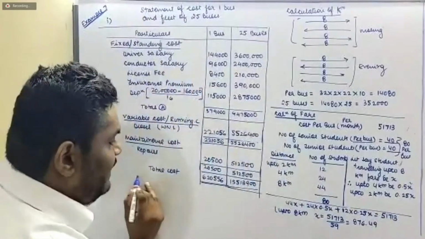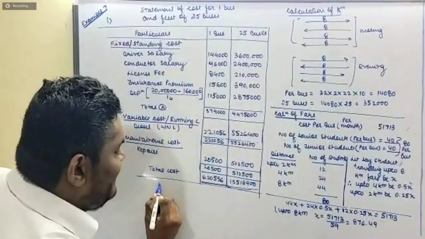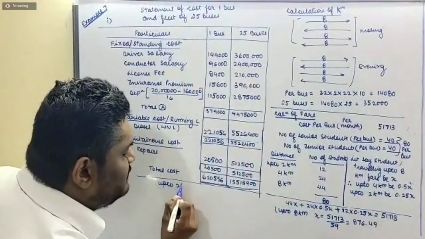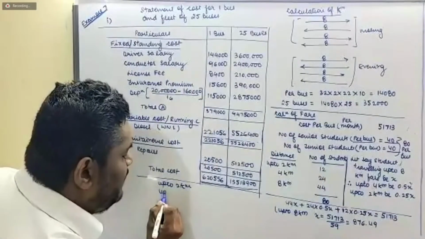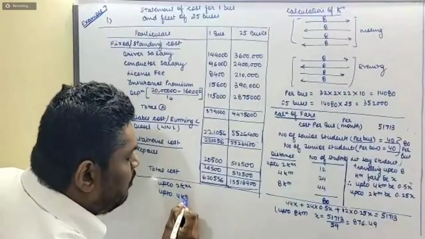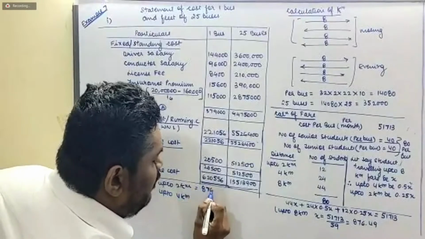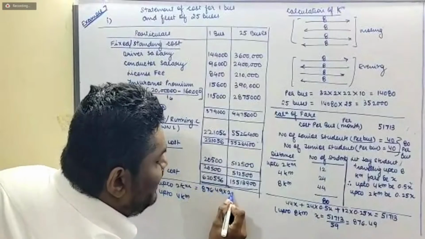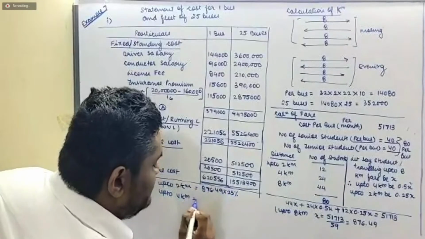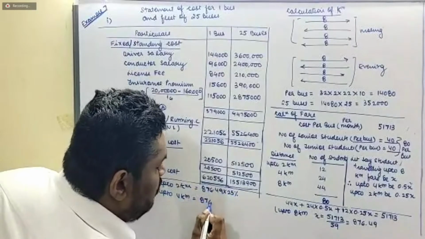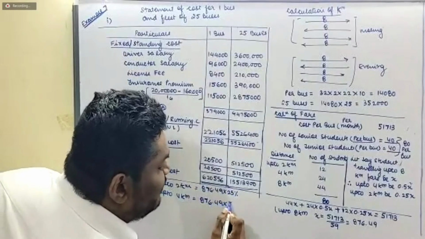So if you have calculated up to 8 kilometers, you can easily calculate up to 2 kilometers and up to 4 kilometers. This will be 876.49 into 25%. This will be 876.49 into 50%.